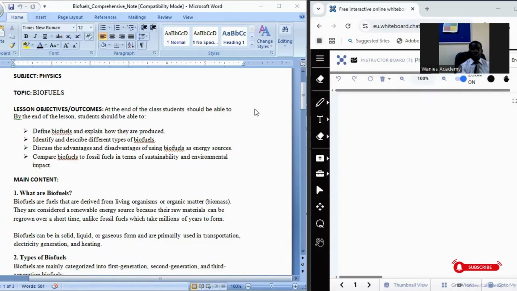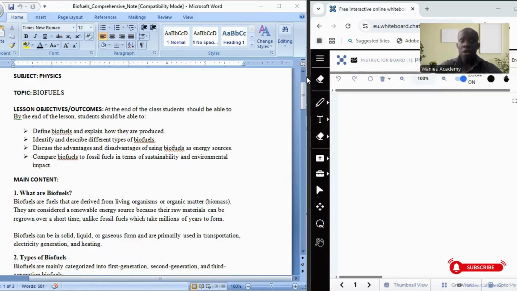So now that you know what biofuel is, that it is a renewable source of energy derived from organic matter, let's look at another aspect. Biofuel can be in solid form, biofuel can be in liquid form, and biofuel can be in the gaseous state. So actually, we can have biofuel existing in the 3 states of matter.